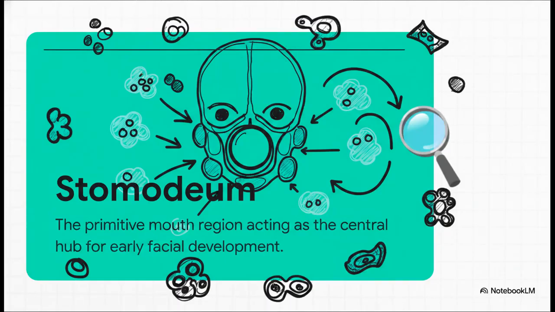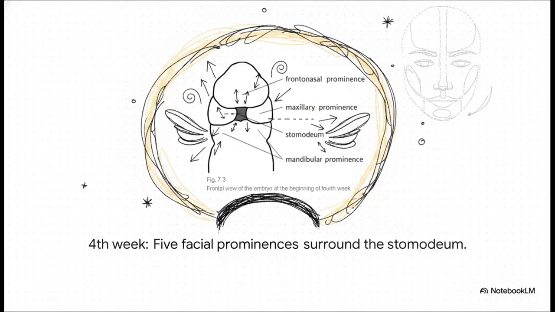To make sense of all this rapid geometry, we need to define our central anchor point. We call it the stomatium. Now, don't let the terminology intimidate you. Stomatium is really just the scientific term for the primitive mouth region. It acts as the central hub, the core foundation around which all of our early facial tissues are going to migrate and assemble themselves.